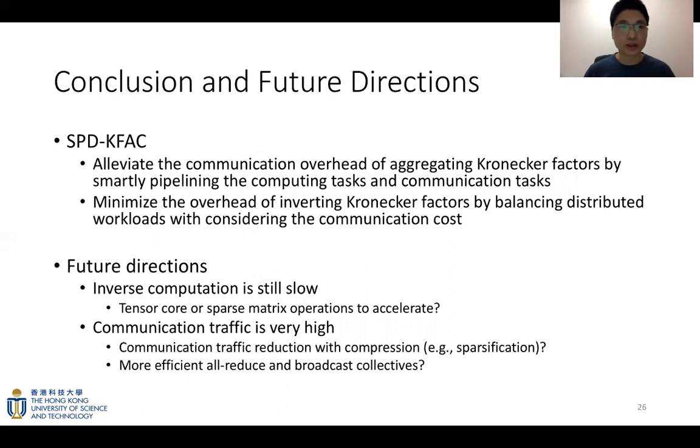So here comes the conclusion. We first analyzed the problems of distributed K-FAC and proposed some solutions. Actually, this kind of distributed training with DK-FAC still has some limitations. For example, the inverse computation is very slow and the communication traffic is also very high. So it is very important to optimize these problems and propose better solutions for distributed training of K-FAC, so that it can be more practical in deep learning applications.